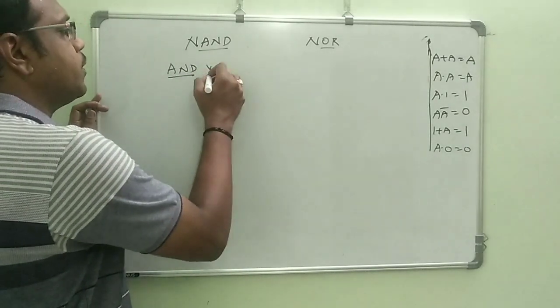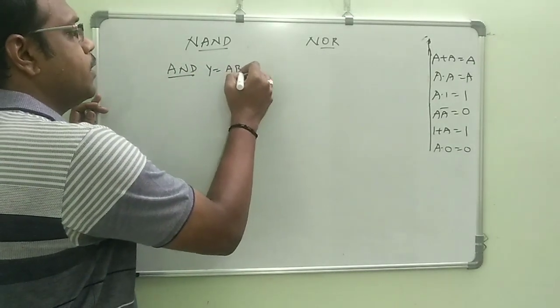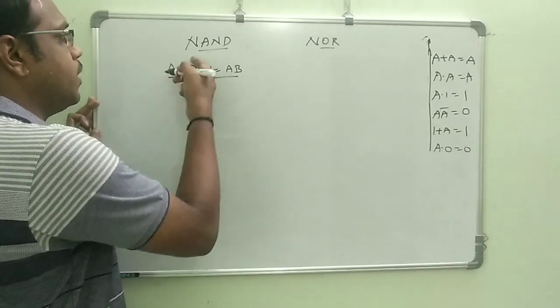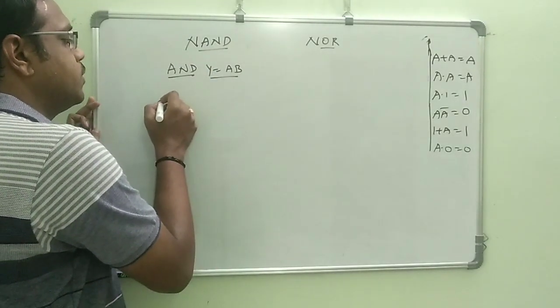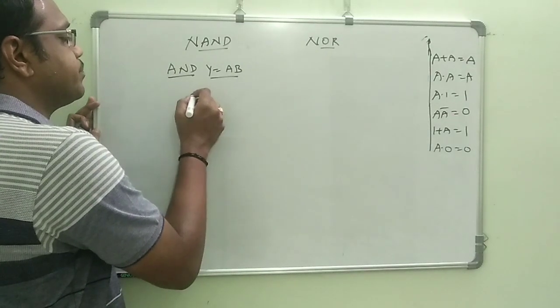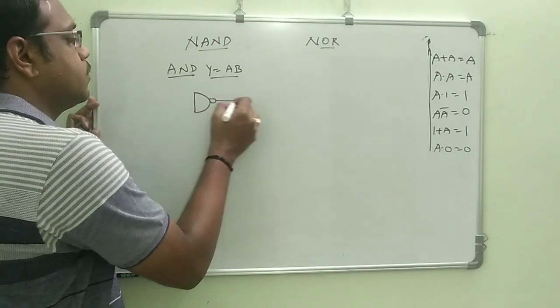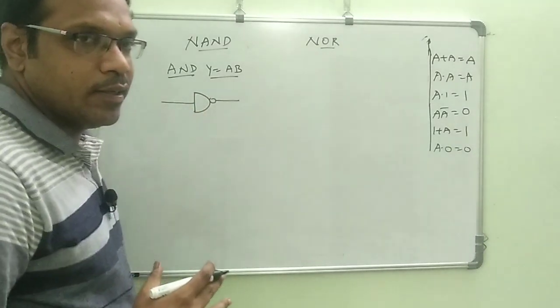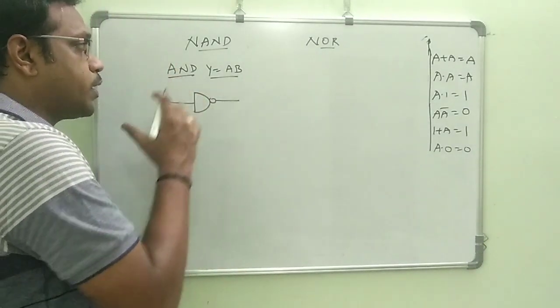What is AND gate? Product. Y is equal to AB. This is the answer I have to get. So for that, what do I have to use here? I will take the NAND gate here. So if you see here, a single NAND gate will behave like a NOT gate.